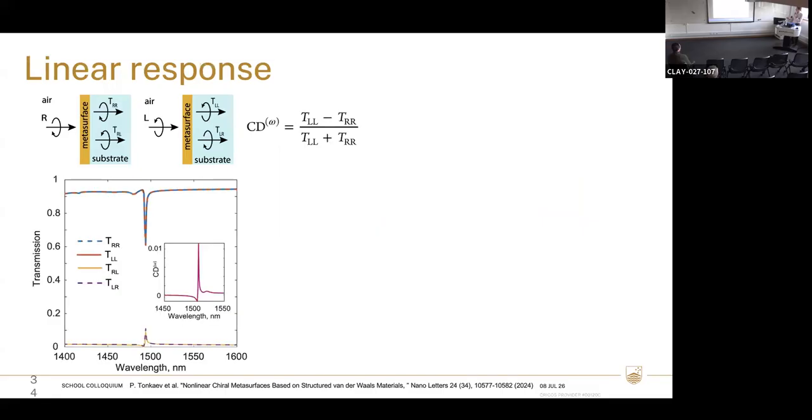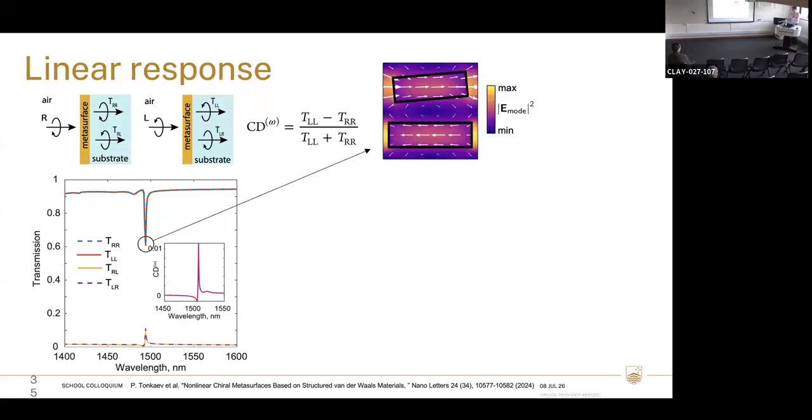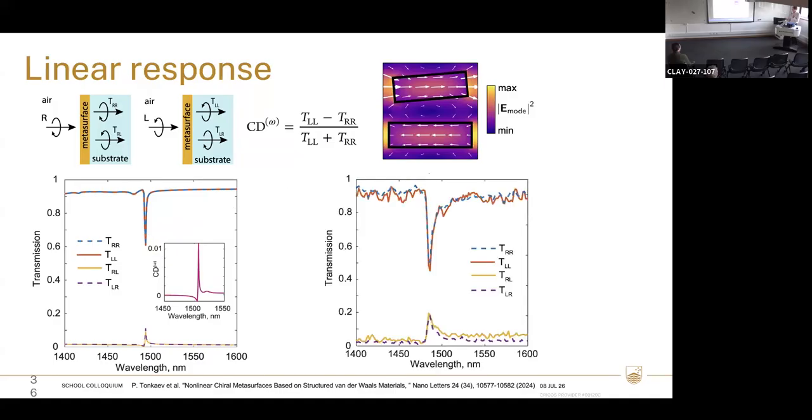Yeah, so we first linearly characterize it. In this simulation, we see a nice and clear quasi-BIC mode, and we see significant localization of electric fields. In the experiment they observe quite similar behavior, except for the lower quality factor of the resonance.